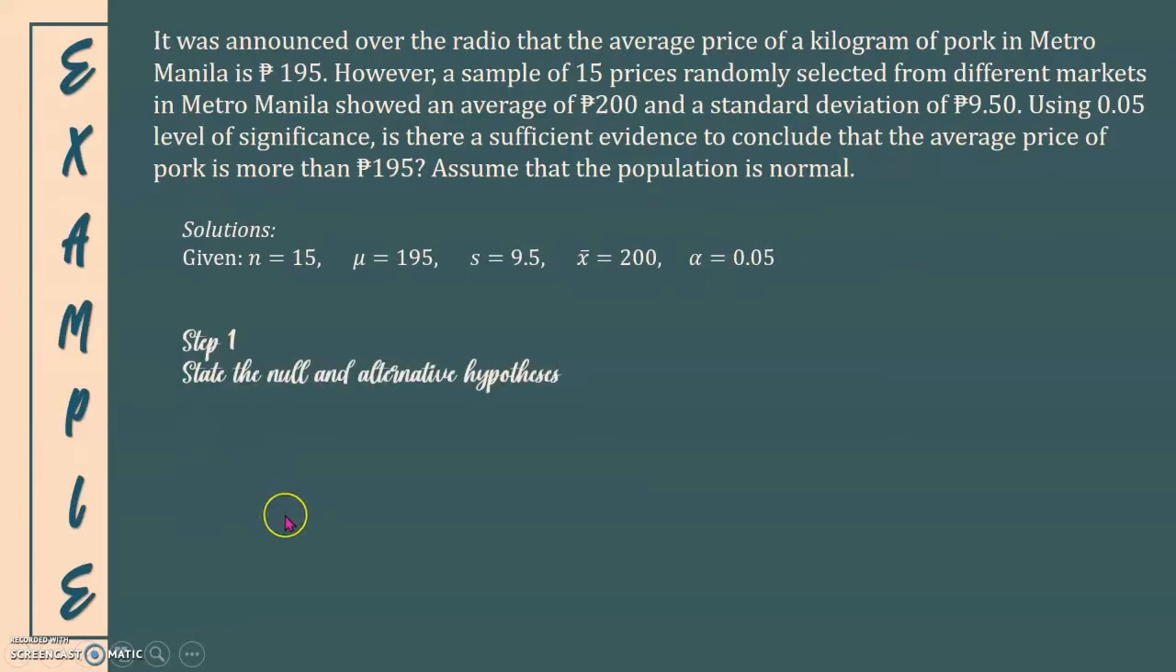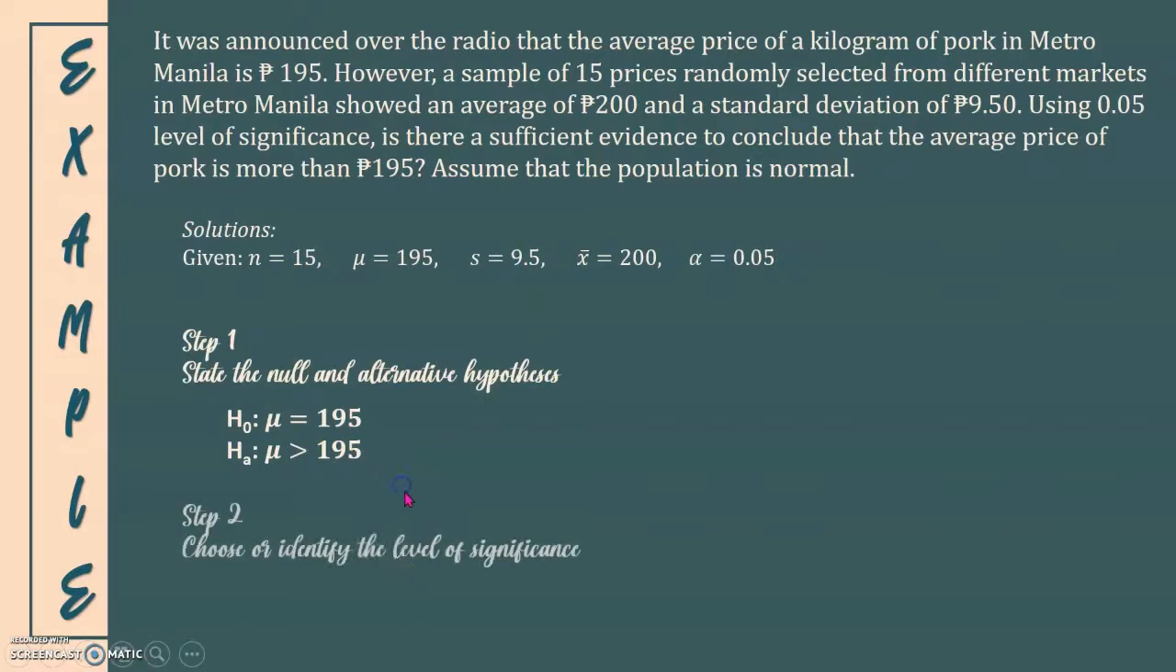Step 1, state the null and alternative hypothesis. So our null hypothesis is that the population mean is equal to 195. And since we are asked if there is a sufficient evidence to conclude that the average price of pork is more than 195, our alternative hypothesis is expressed as the population mean is greater than 195. Step 2, identify alpha. Our alpha here is 0.05.